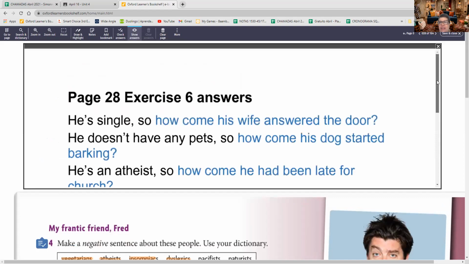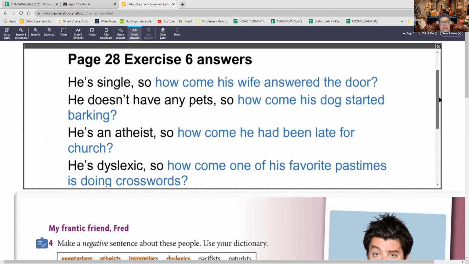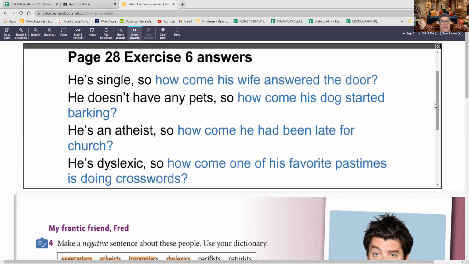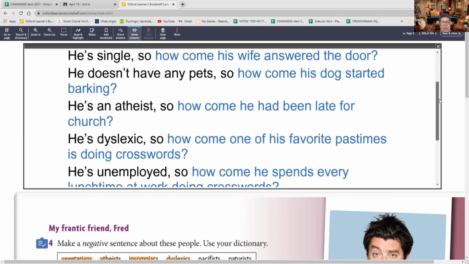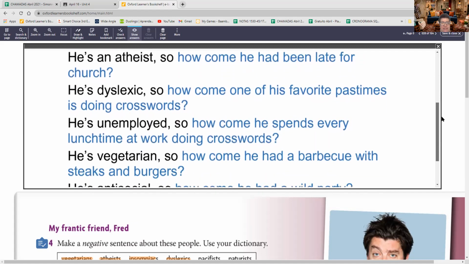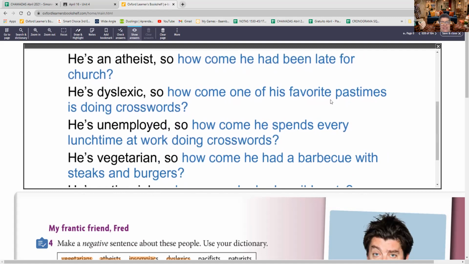So here we have the answers. If you want, you can print or get a screenshot. All right, I'll move down a little bit so you can get the other ones. Yeah, this is so funny. They said that he was dyslexic. So how come one of his favorite pastimes is doing crosswords?